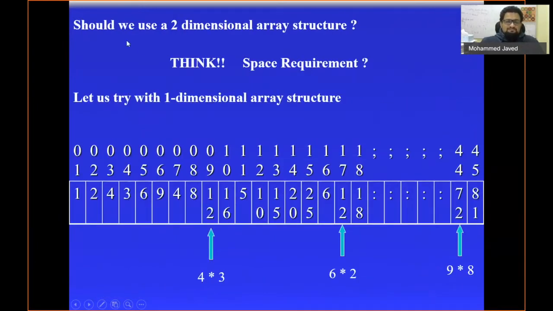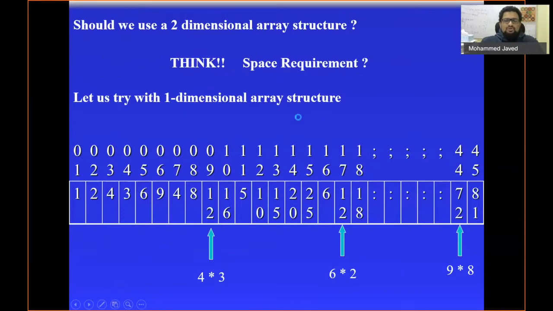Should we use a two-dimensional data structure to solve this problem? The answer is no. We can use a one-dimensional one. In two dimensions we saw that the memory requirement is 81 locations. Now let us try the same idea using a one-dimensional array.